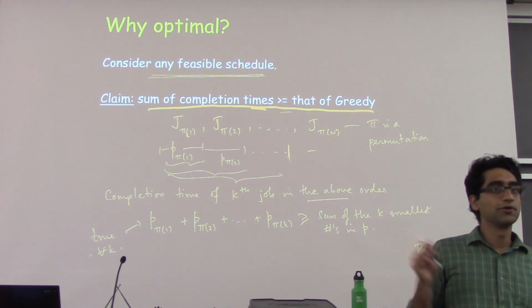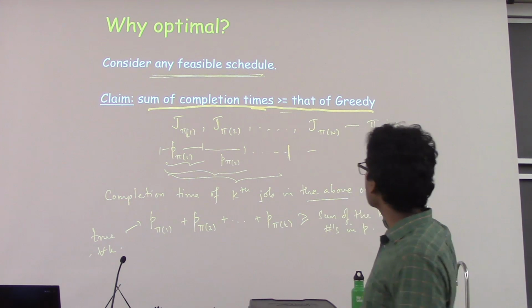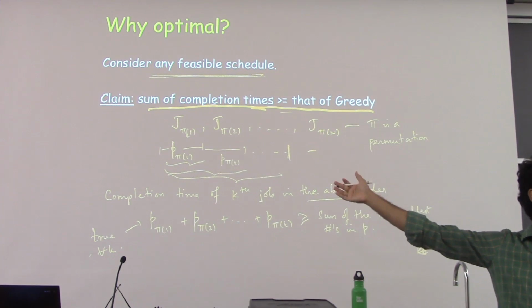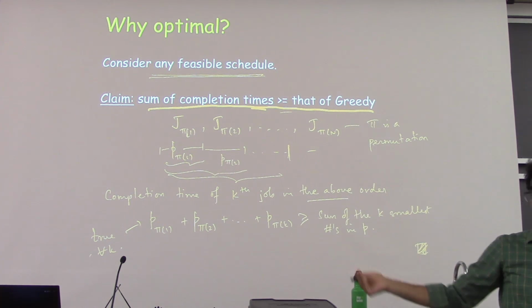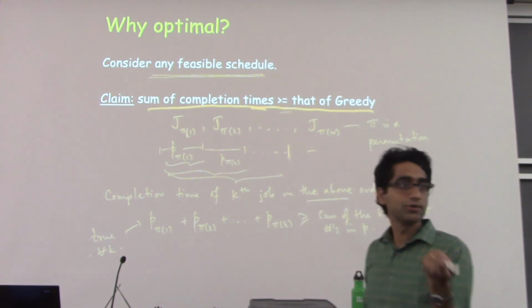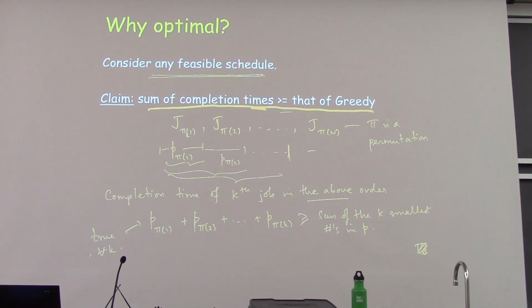So is the argument clear? I'm just saying, look at the order of completion in this order. The price you're paying is at least what greedy is paying for the kth job, and that's it. So what he said is also a good way of... is this a robust enough proof for our purposes to show this? Because I guess you just have to write down some of the things I said in words. Yeah. Can you just explain what is J of pi of i?